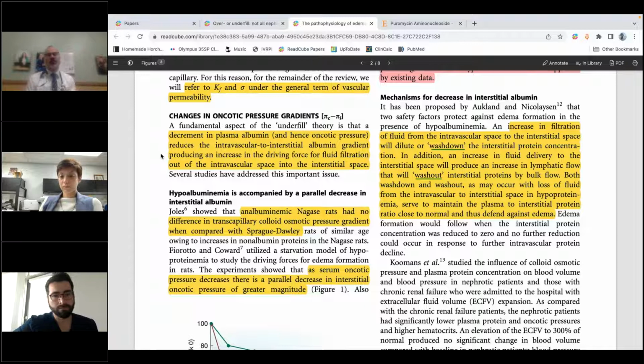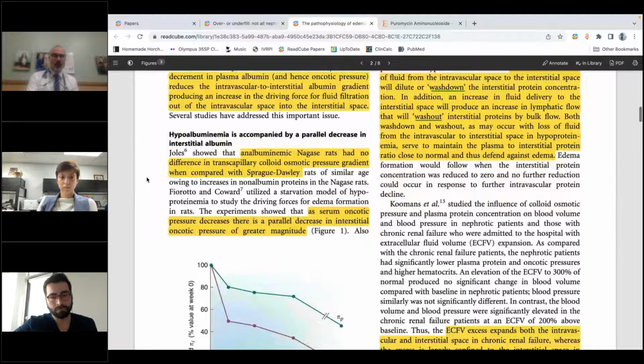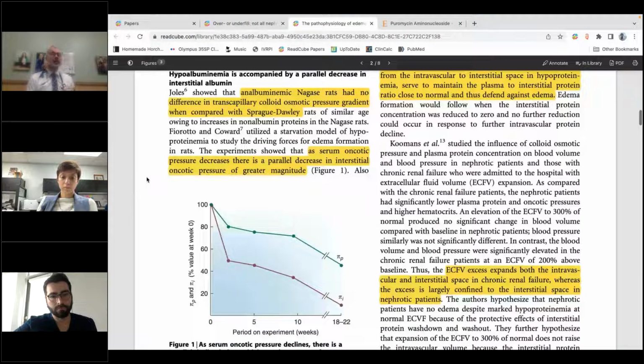So now we go through some of the evidence, and actually it's been shown, and this is represented in figure 1, that hypoalbuminemia is accompanied by a parallel decrease in interstitial albumin. And this has been shown in animal models, as well as I think maybe even some human data, because there is a condition, it's pretty rare, of analbuminemic people where they don't make albumin. And amazingly, they don't have edema. We'll come back to that in a second.